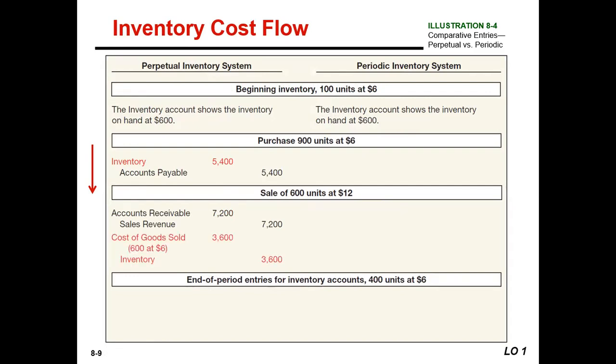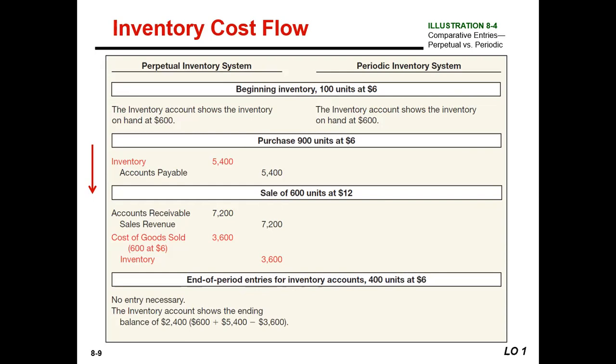And then we sell 600 units at $12 each. So every sale, again, there are two journal entries that go with the sale. The journal entry to record the sale, and that's the first one that you see. And then the journal entry to record the movement of those costs from inventory to cost of goods sold. Since we're selling it, it's moving out of inventory into cost of goods sold. So we're debiting cost of goods sold, crediting inventory. And then the end of period entries for inventory counts.